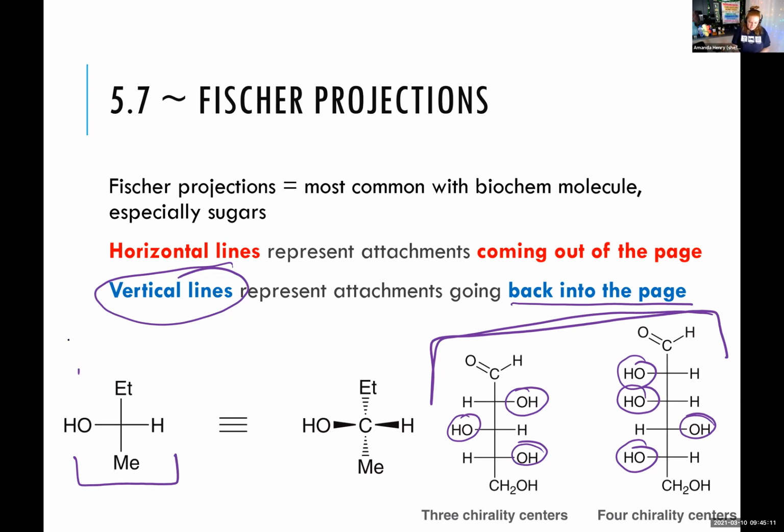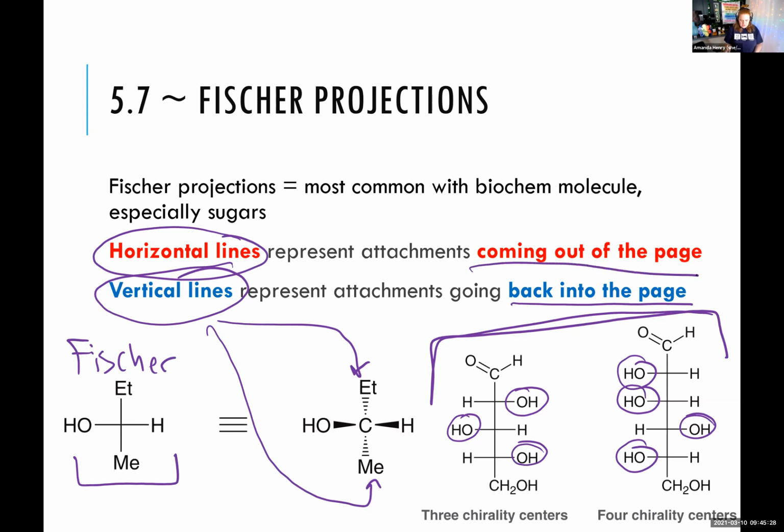So this is the Fischer projection. If we were to convert that into dashes and wedges, but keep the same look, those vertical lines are on dashes, and the horizontal lines are going to be coming out of the page as wedges.